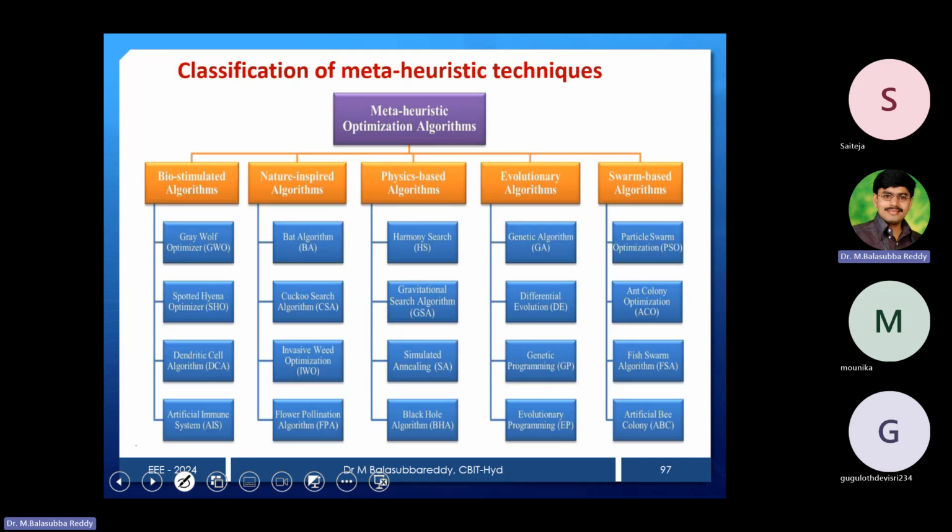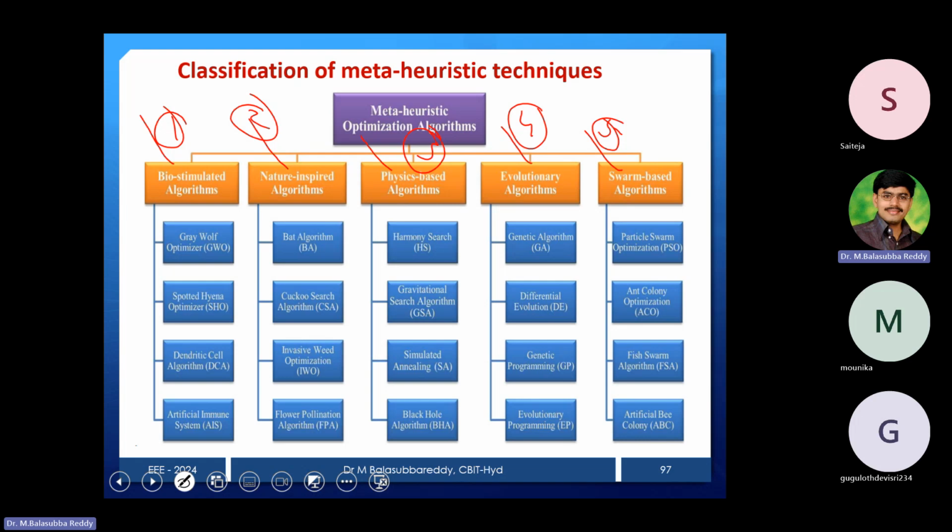Now we can see here there are swarm based, evolutionary based and physics based algorithms, natural inspired algorithms, bio-inspired algorithms like this. I classified them. You can see one by one. There is a first category. Like this, we have five categories; I divided this classification. In the first category, bio-inspired algorithms.